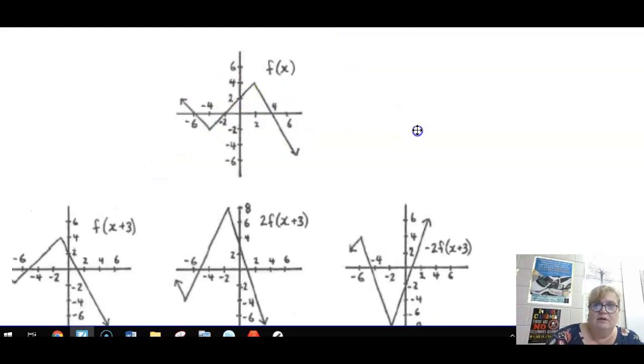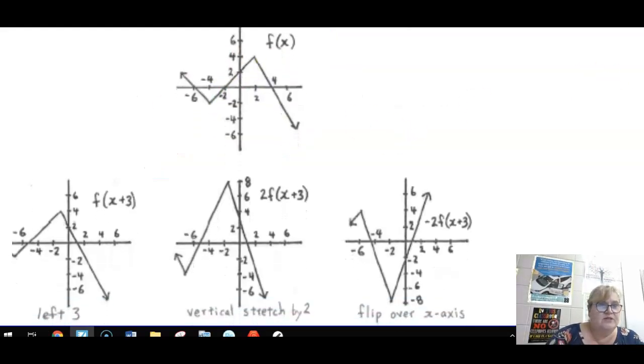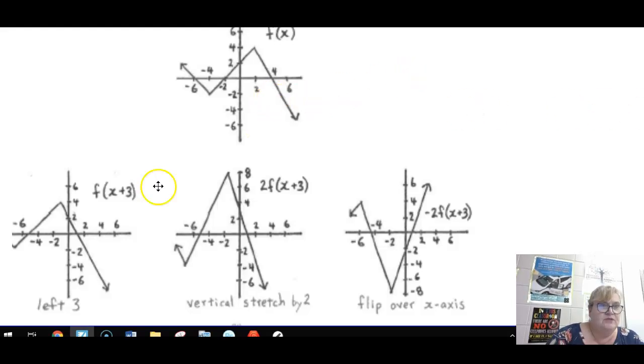All right. And this one just takes you through. First, this one would move it left 3. The 2 here would double all the y values. And the last thing it does is it flips over the x because of the negative outside.